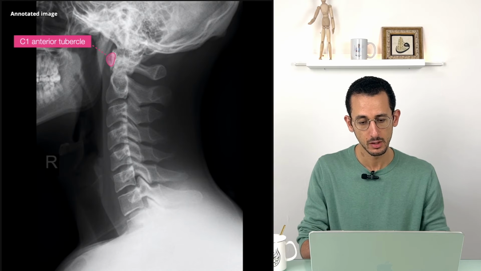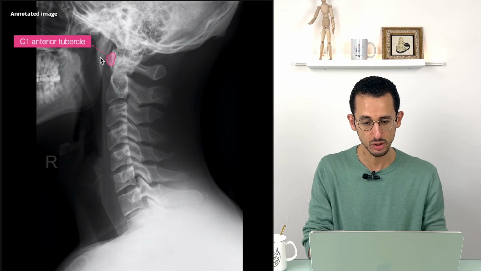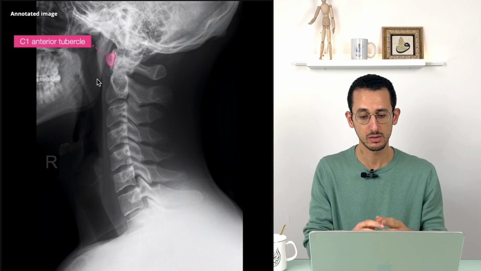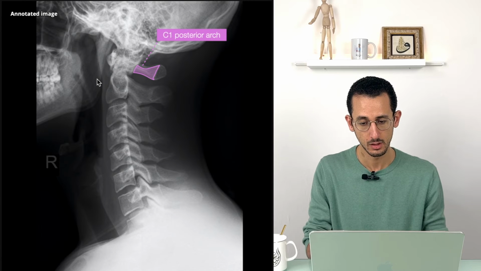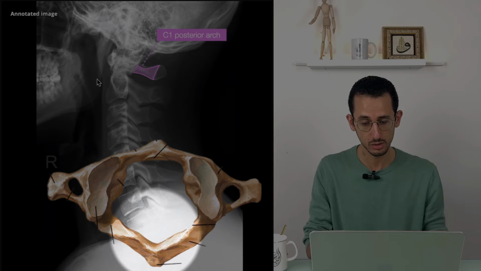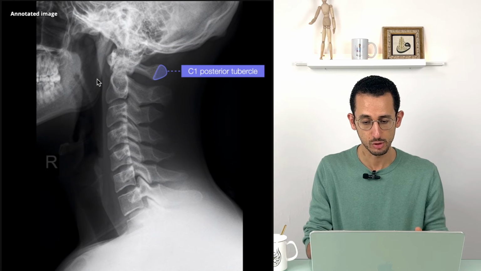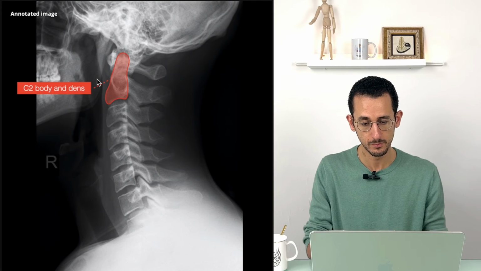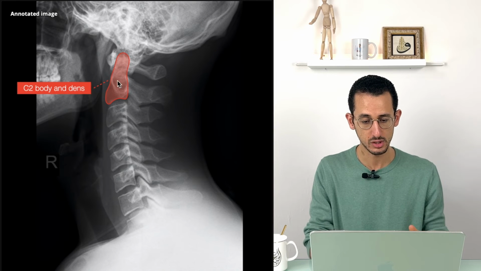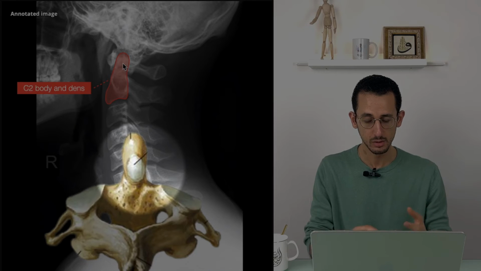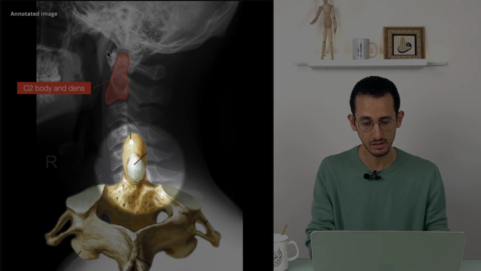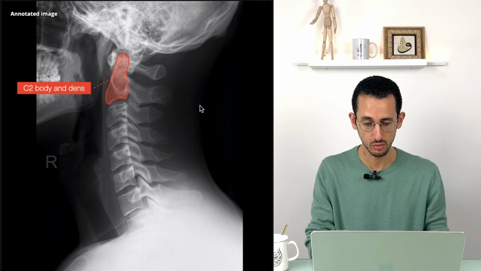Let's have a look at the details of the anatomy on the lateral X-ray. If we look here, this is, as I said, the D-shaped structure, which is the anterior tubercle, representing the anterior arch of C1. Then we have the C1 posterior arch, and that's the posterior tubercle of C1. This is what looks like a bullet, which is the C2 body and the odontoid, and the odontoid goes all the way up within the spinal canal and sits against the anterior arch of C1.